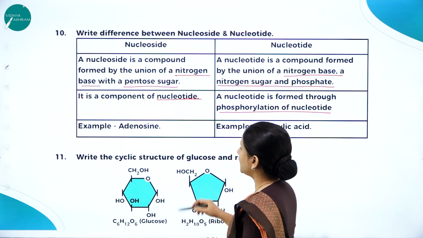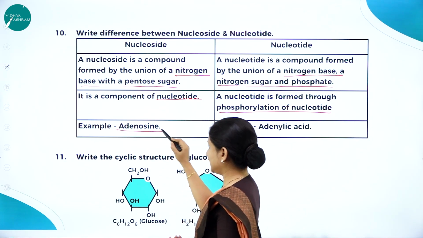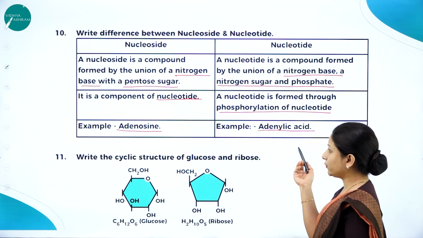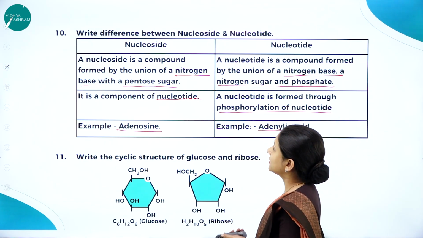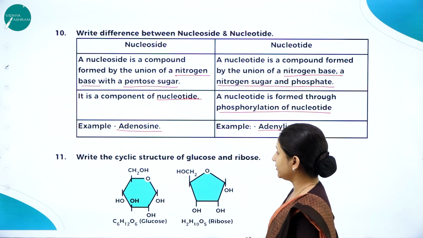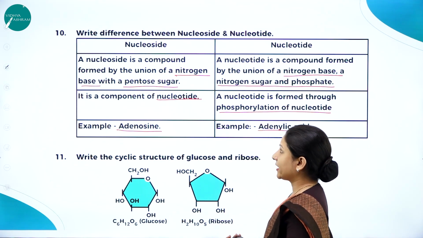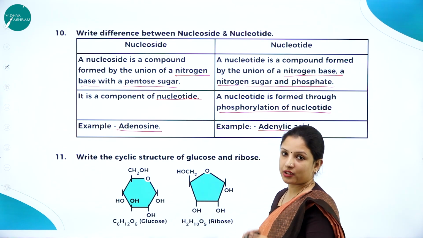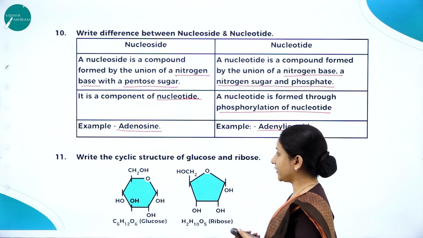Next, an example under this is adenosine. For nucleotide, the example is adenylic acid. So any one example you can give. So these are the differences between nucleoside and nucleotide. Or separately they can ask, define nucleoside with an example, define nucleotide with an example. Like that also the question can be framed.